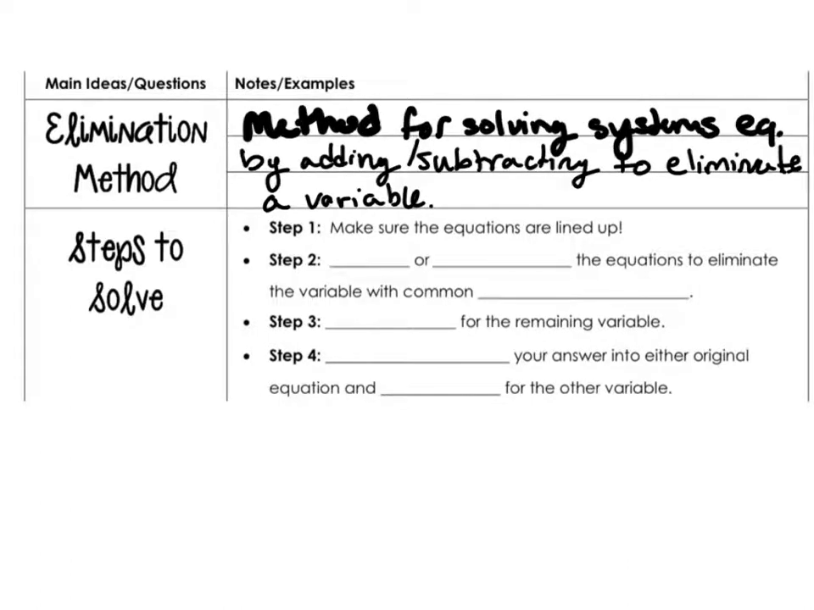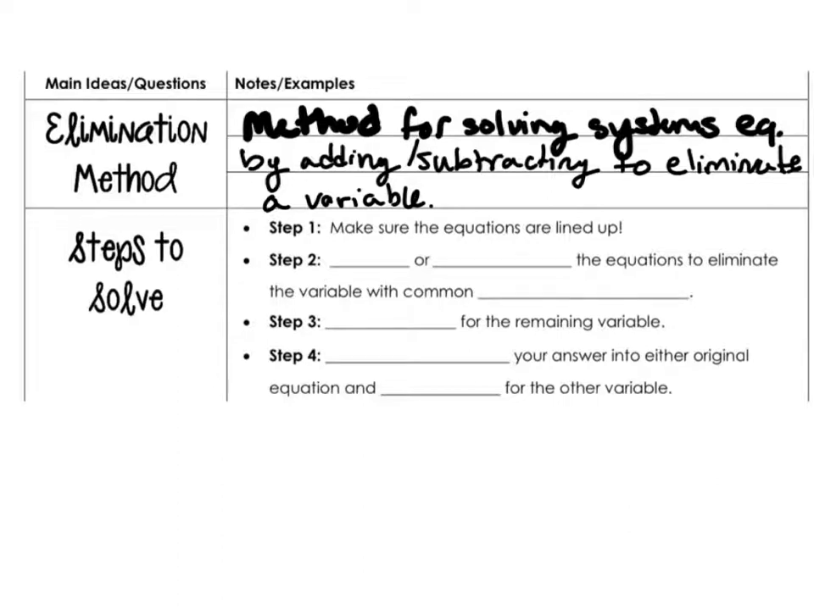So sort of like substitution, where we're trying to get one variable so we can solve. In elimination, we're also going to try and get one variable, but we're going to add and subtract the two systems to eliminate one of the variables so that we can solve.